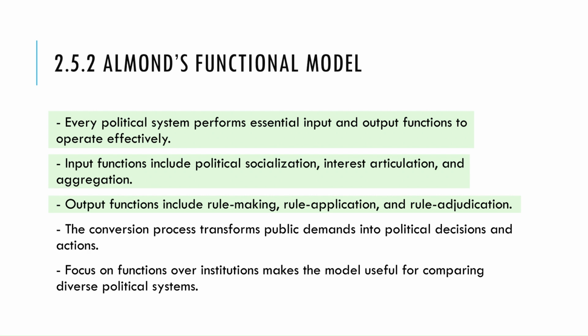Almond's model shows how a political system receives demands from society, processes them through various structures, and then produces decisions and actions. This entire process is known as the conversion process, where public inputs are converted into political outputs. He also used diagrams to represent how the system interacts with its environment, much like Easton's model, but Almond placed more emphasis on what roles are played and who performs them. By focusing on functions instead of specific institutions, Almond's model allowed for meaningful comparison across very different political systems. Next, we'll turn to some of the major criticisms of Almond's methodology.